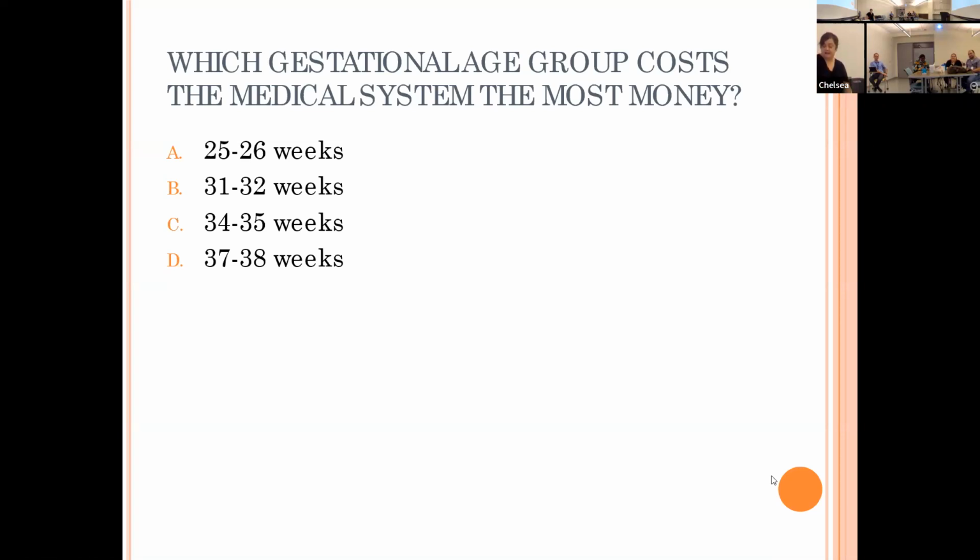These are old stats, and I think they're American stats, but for 25, 26 weekers, A was 75.7 million, B 71.8, C 82.5. So you were right that the 34 to 35 weekers of the preterms cost the most money. But the term group in this one was 139.9, just because there are so many of them.